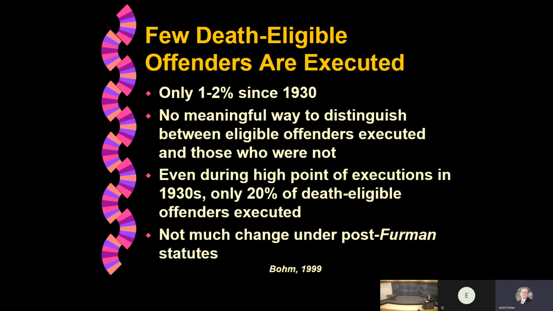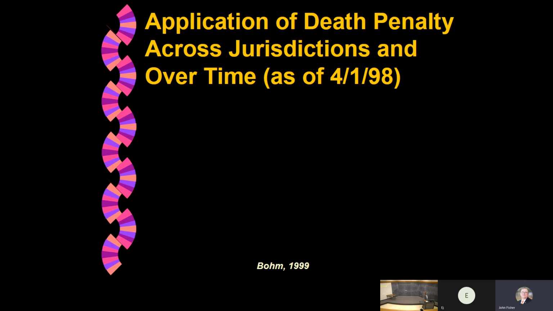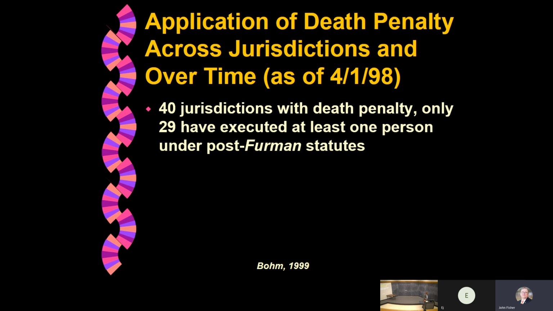As of April 1st, 1998, of 40 jurisdictions with the death penalty, 29 have executed at least one person under post-Furman statutes. And who has the express lane to the death house? Which state has executed more people than any other state in the country? Texas. We are number one in everything. Pure numbers. Pure numbers.